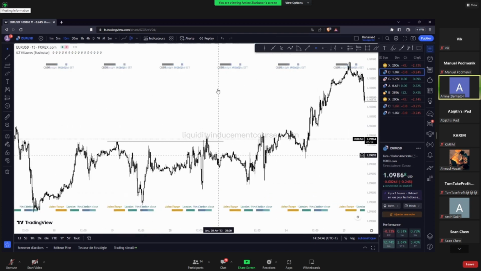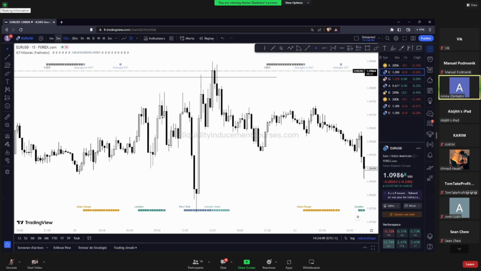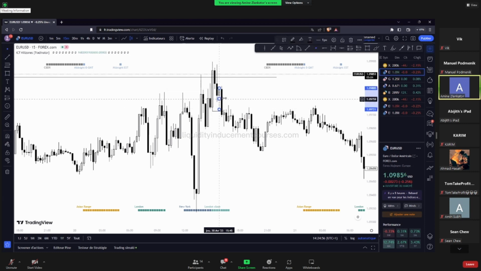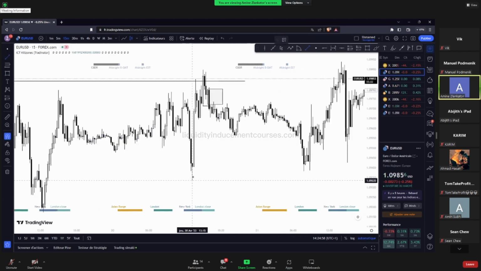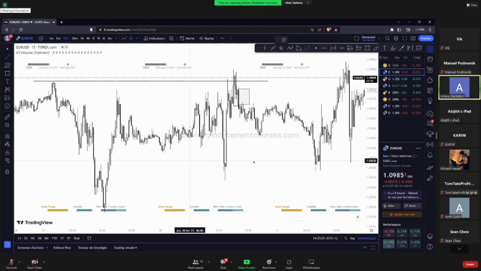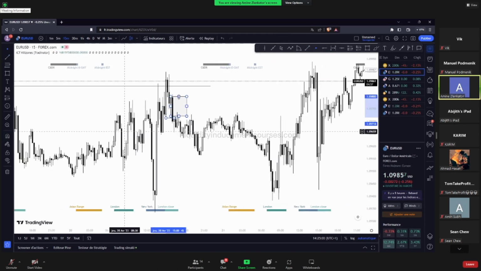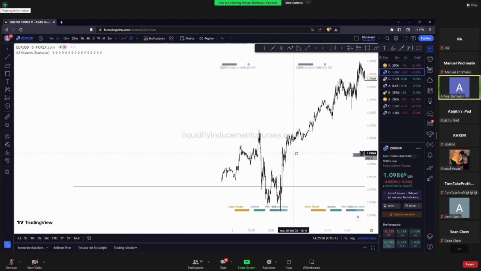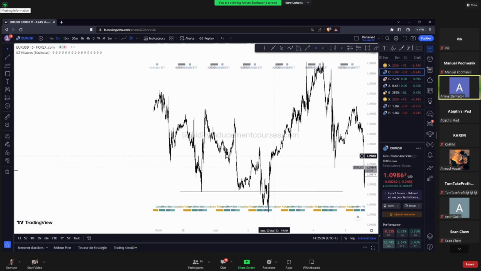Right here, what do you see? Nothing, right? Maybe you see this break, and then price comes back to this one. That would be your entry, your take profit, I don't know, somewhere around here. There was no liquidity in here, but that would be too big of a stop loss. So you're trying to minimize your stop loss and increase your take profit.